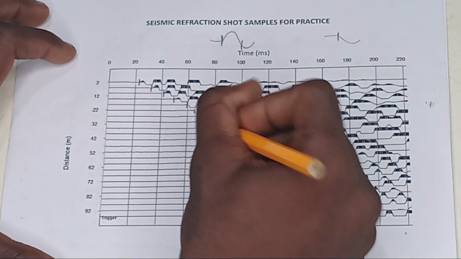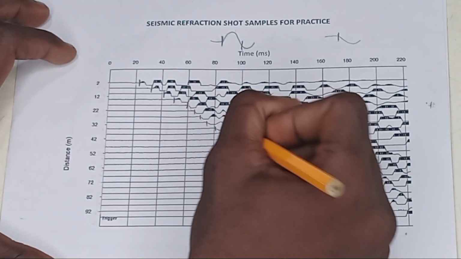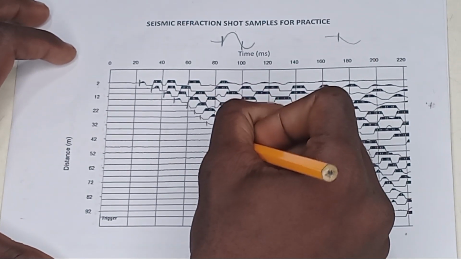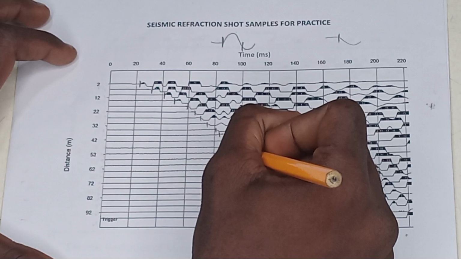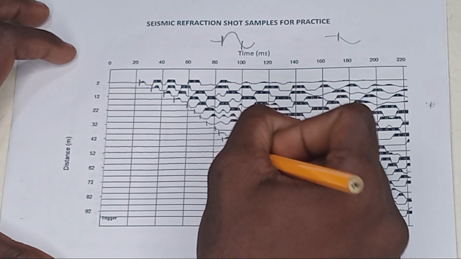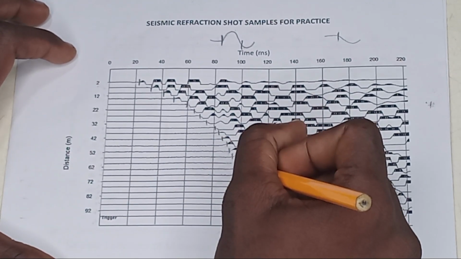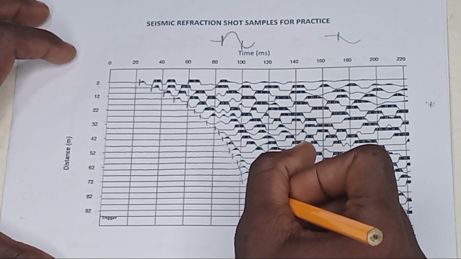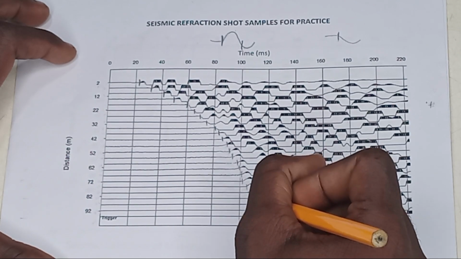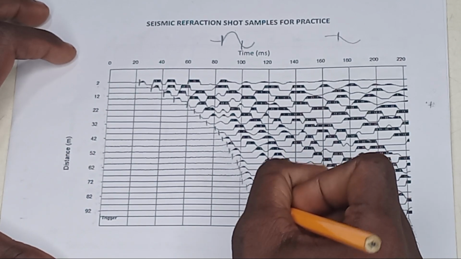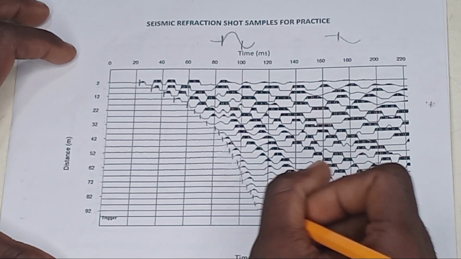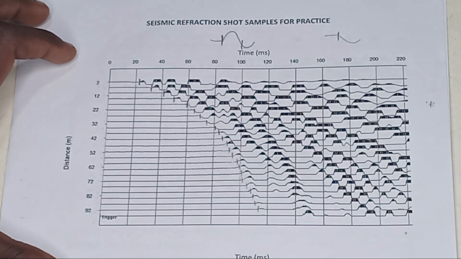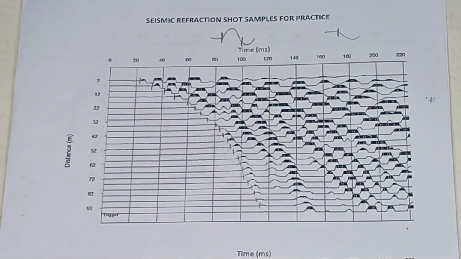You keep picking, keep picking, keep picking. Okay, this peak, this picking, this picking. So you see that it follows that pattern as if something that is slanting. Okay, keep picking. Good. So that is how to pick your seismic refraction shot sample.